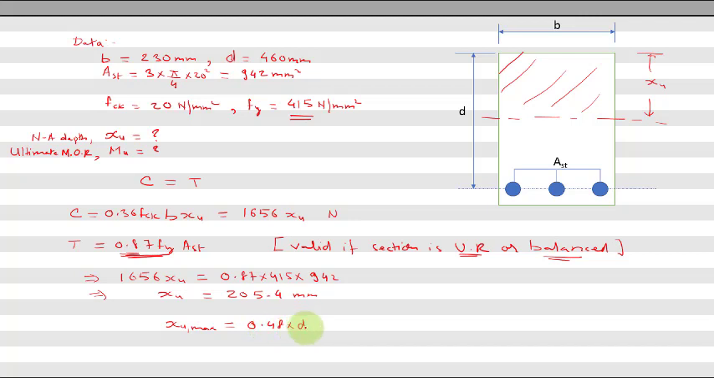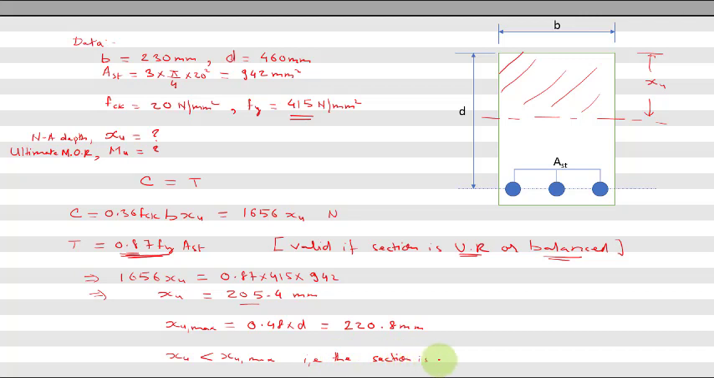For Fe415 steel, the value of Xu max is 0.48 times effective depth d. Xu max equal to 0.48 d. So how much are you going to get? You substitute the value of d as 460, and you will get 220.8 mm. Now it is clear that your Xu is less than Xu max. It means that this assumption was true, that your steel is yielding, because in an under reinforced section your steel starts yielding.